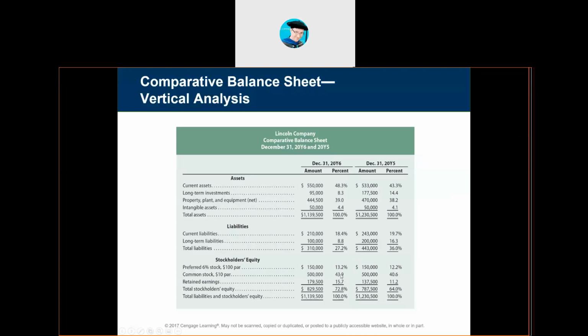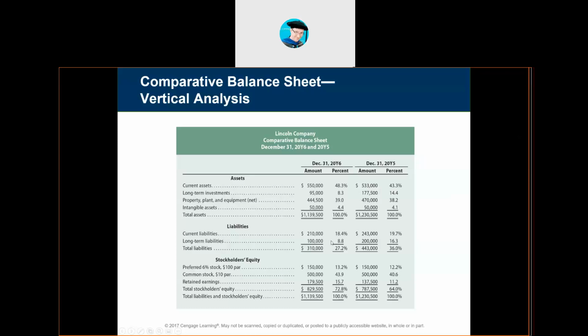The idea behind this, technically the liabilities and equity, you're using it as a total liabilities and equity. So current liabilities divided by total liabilities and stockholders' equity is 18.4. Long-term liabilities divided by total liabilities and equity is 8.8. So forth and so on, right?